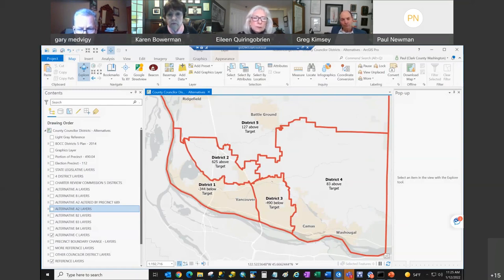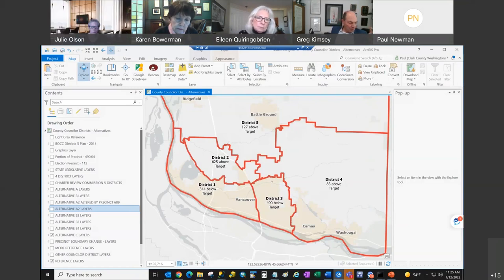Madam Chair. This plan addresses the issue of addressing communities of interest, of keeping communities of interest together. As Paul said, it tries to keep the city of Vancouver in these two districts. That was a big part of District 4, or of this plan's map C.